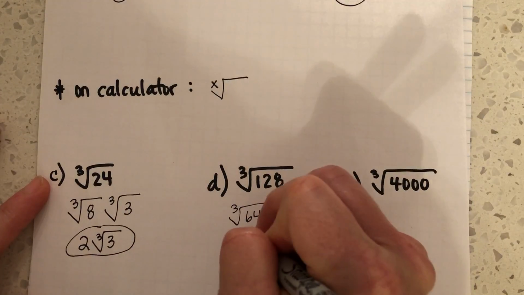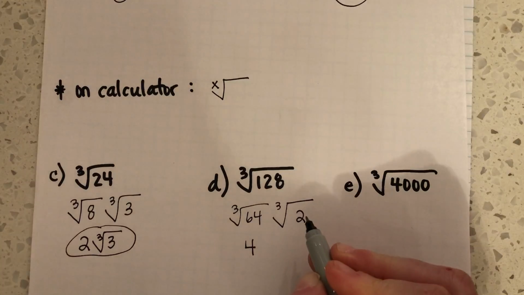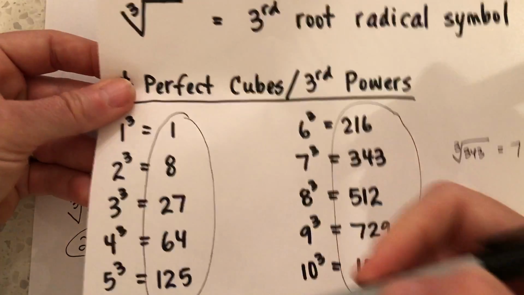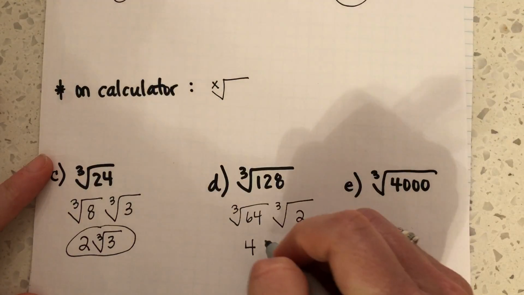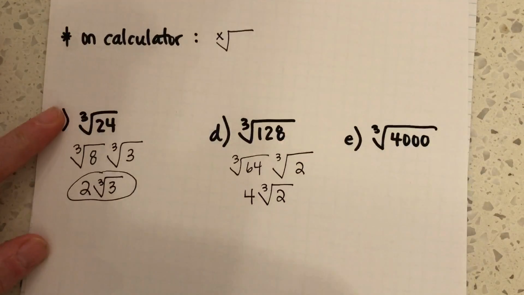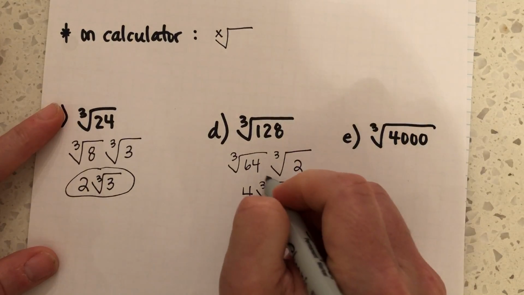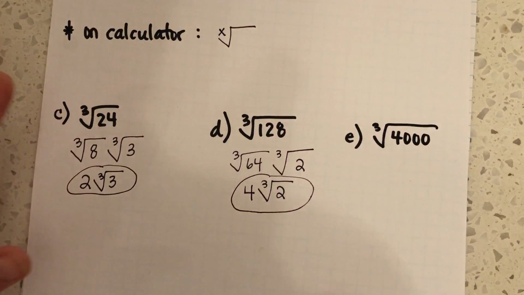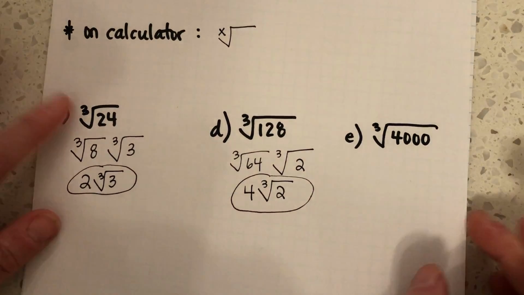So that's 4. And then the third root of 2, remember, 2's not on this list. You can't take the third root of 2. He's your leftover, so he stays underneath the radical. And your simplified answer is 4 times the third root of 2. Okay? All right, look at this one.